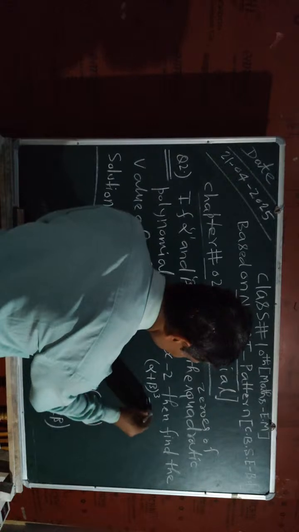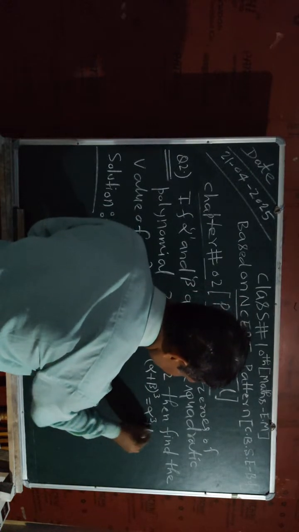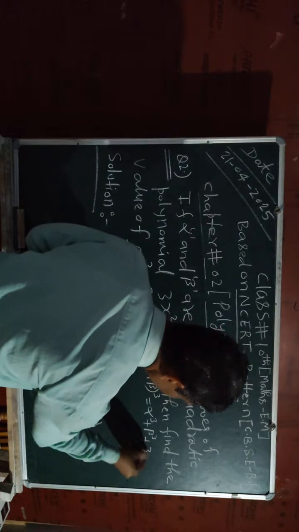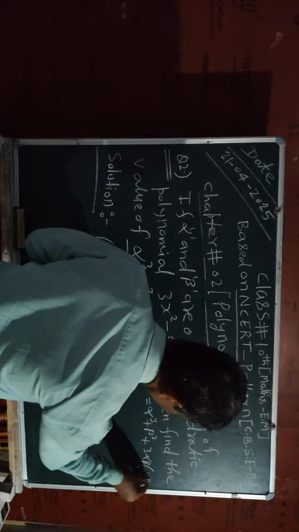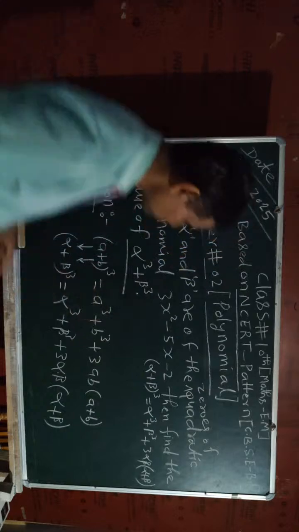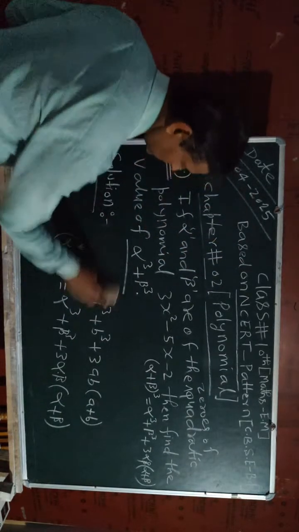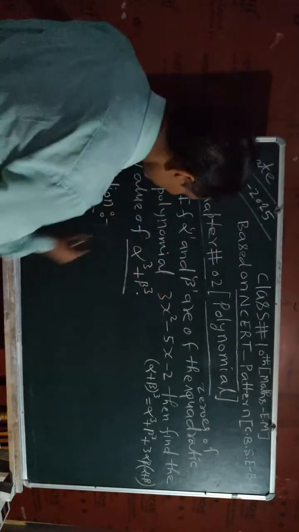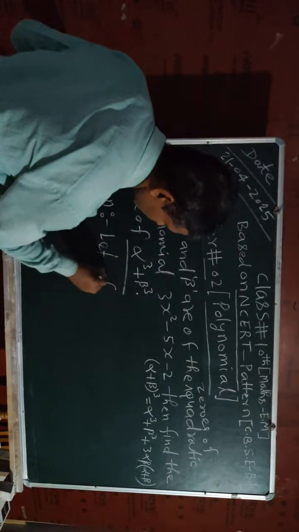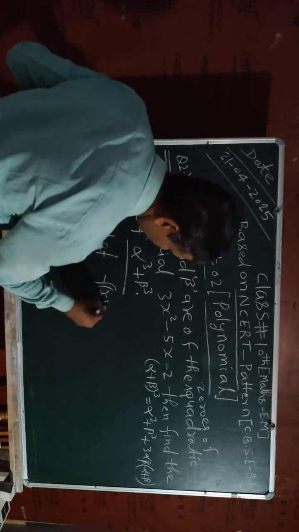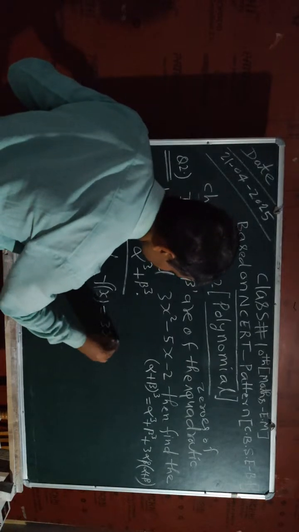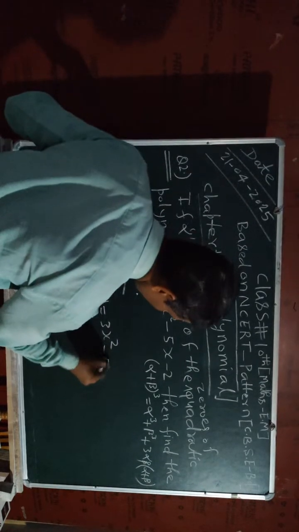Alpha plus beta whole cube is equal to alpha cube plus beta cube plus, here I will write alpha into beta, and in the bracket I will write alpha plus beta. Okay student, if you have any doubt, you can comment, I will see your comment and possibly reply there. Okay student, for the quadratic polynomial, let f of x be given in the form of x. So f of x is equal to 3x square minus 5x minus 2.